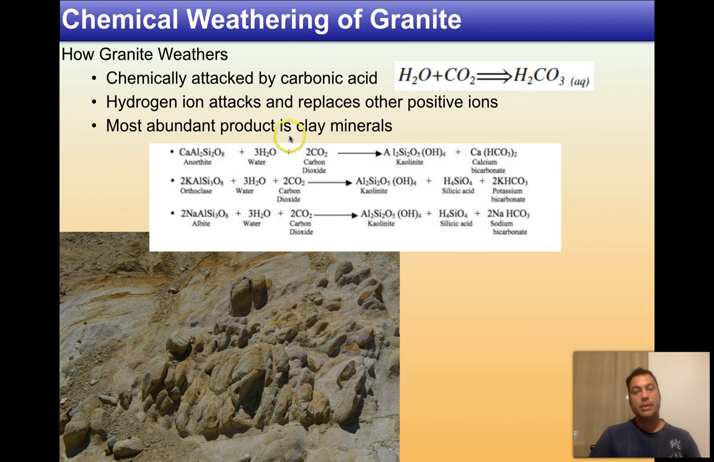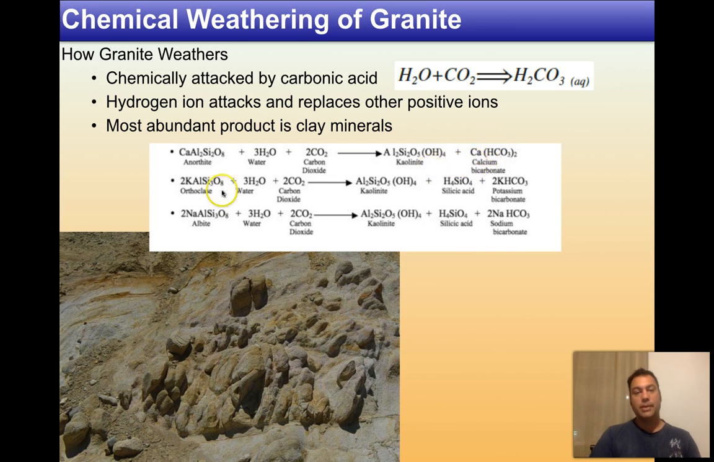And the most abundant product, I should say, is the clay minerals. So when you take anorthite and you add some water and some carbon dioxide to it, which of course is going to make your carbonic acid, you're going to wind up with a clay called kaolinite and a byproduct called calcium bicarbonate. And this is going to wind up in the oceans.